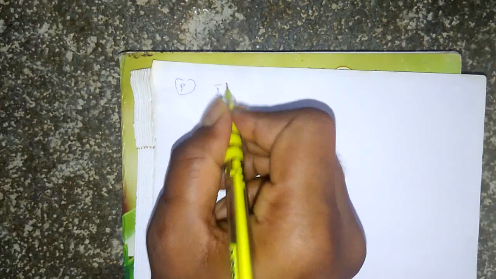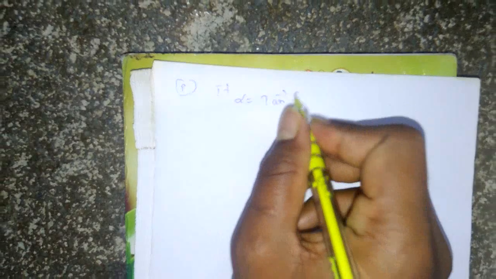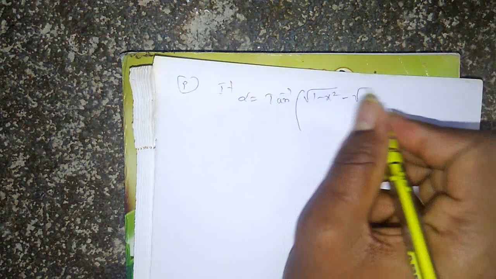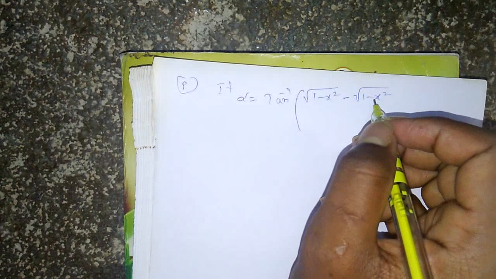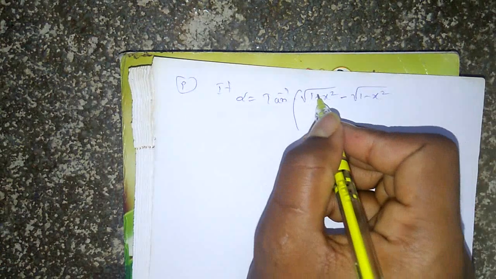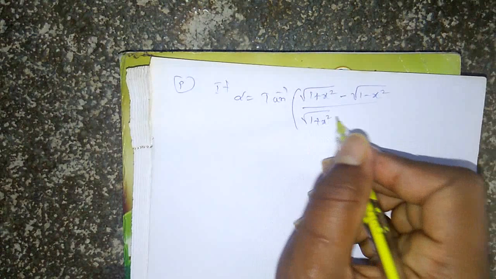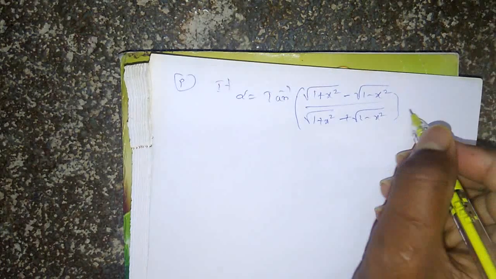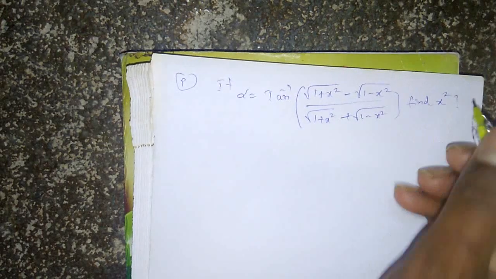Our next problem is, if alpha is equal to tan inverse of root of 1 plus x square minus root of 1 minus x square by root of 1 plus x square plus root of 1 minus x square, then find x square in terms of alpha.